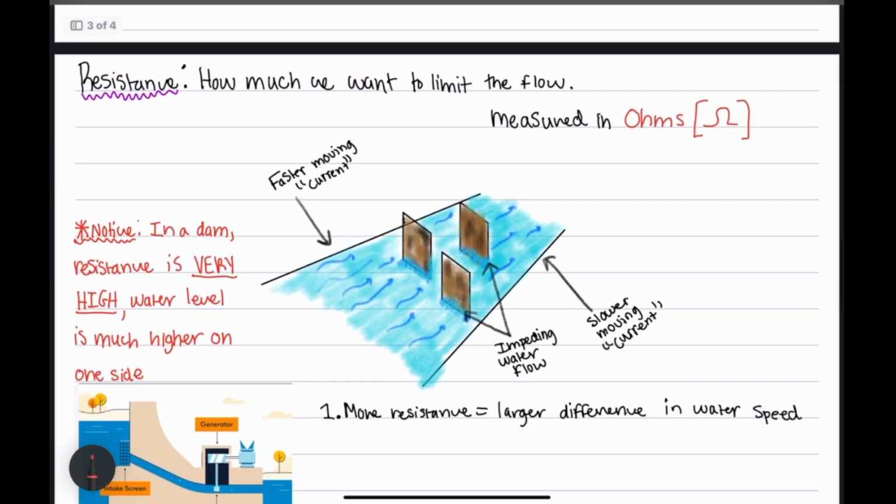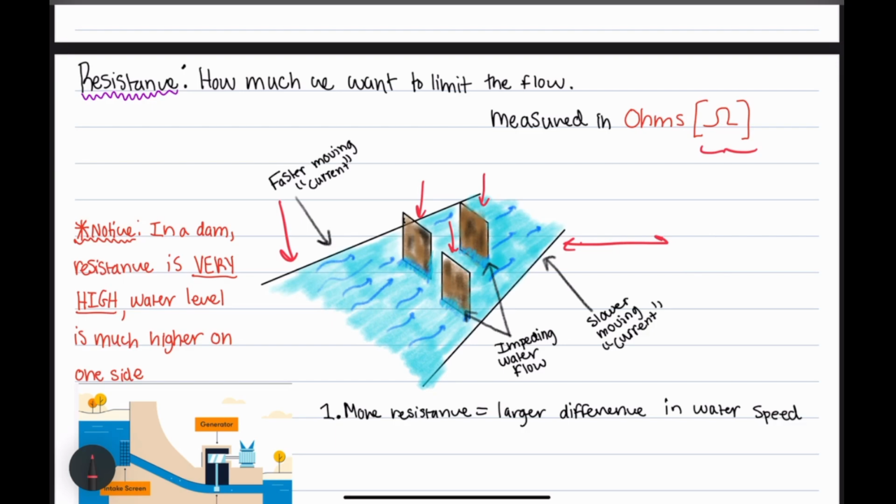So now, what if we want to limit how much the water can move from A to B? Well, that's resistance. Resistance is simply how much we want to limit the flow, and it's measured here in ohms, which is that sign that looks like a weirdly shaped head. So in the water model, right here closer to us, we have faster moving water, faster current. And now you see right here we've put three impediments or blocks or dams to impede the water flow, so it's hard for the water to get through. And on the farther end here, the water is moving a lot slower.